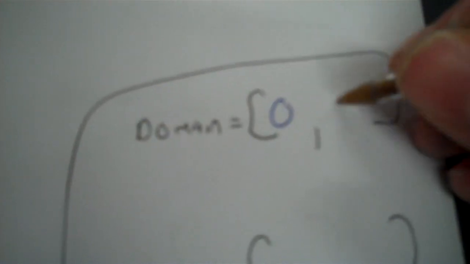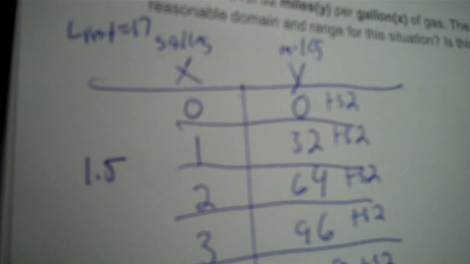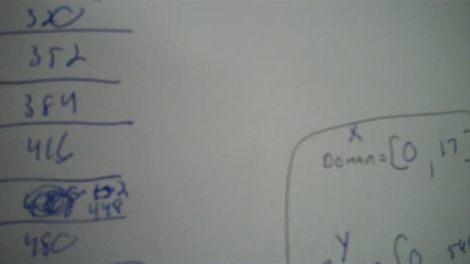So the domain 0 to 17. Remember, the domain is your possible x's, the range is your possible y's. 0 to 544 is the y. Now, this is going to be an example of a continuous, because if you put 1.5, you can buy 1.5 gallons. You can pump 1.5 gallons of gas, okay? So I don't cross it out, I circle it. That means decimals in between the numbers would be included, so that is continuous, okay?